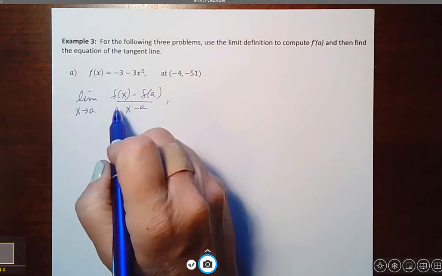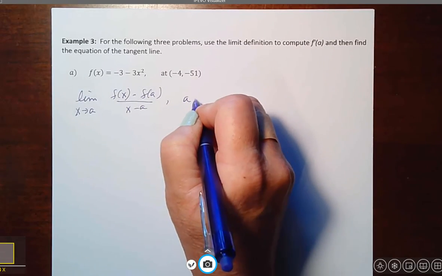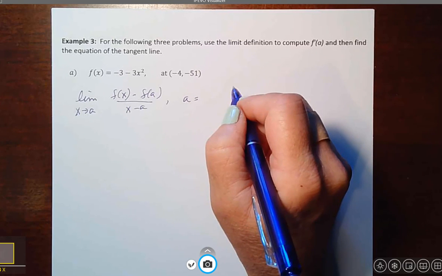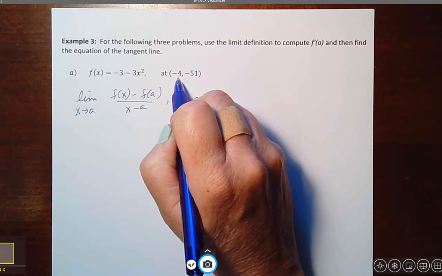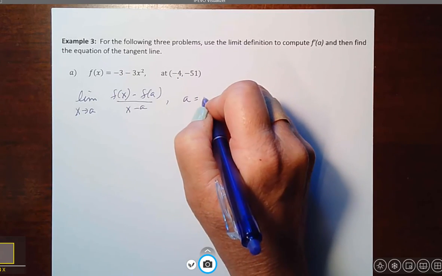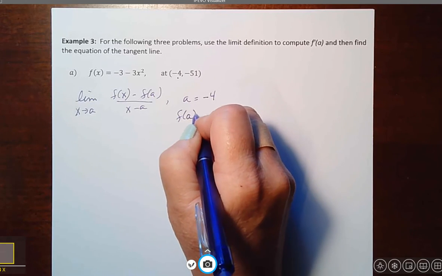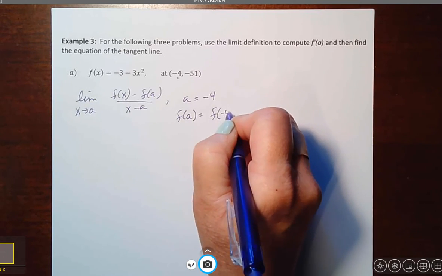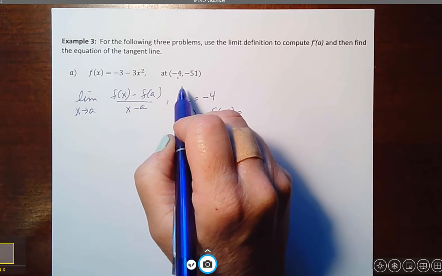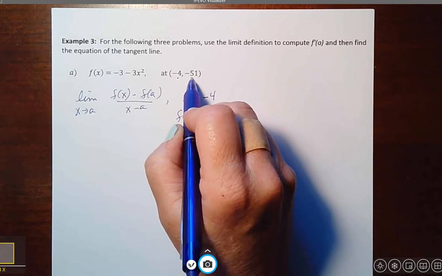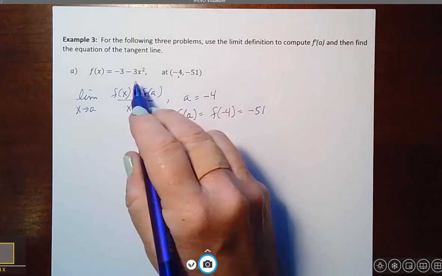Here's the definition that I'll be using. What does a represent? A represents the x value of your coordinate. So a equals -4. f of a would then equal f of -4, which means we simply plug it in. But guys, if you're given an ordered pair, do you need to plug it in? No, you're given the output right here. We already know what it is. It's -51. Now we're just going to plug those in and work the problem.